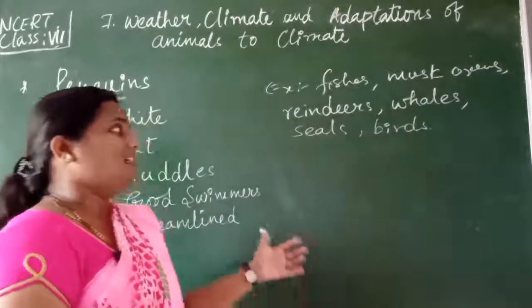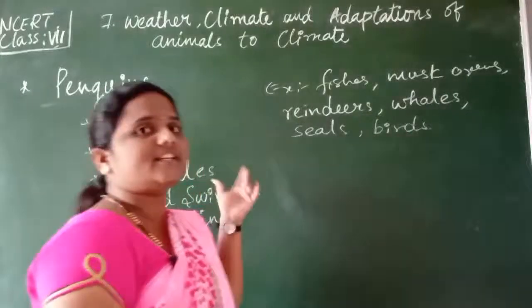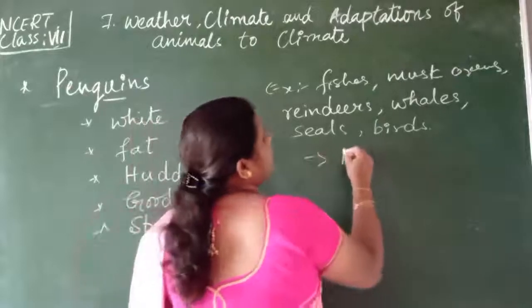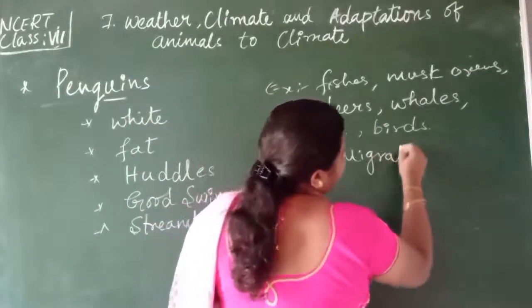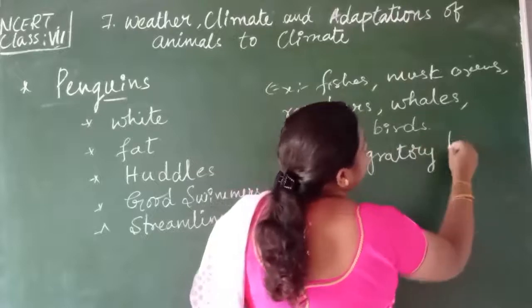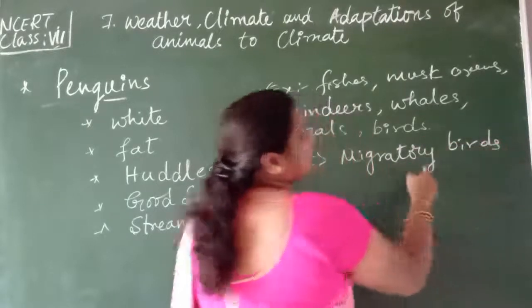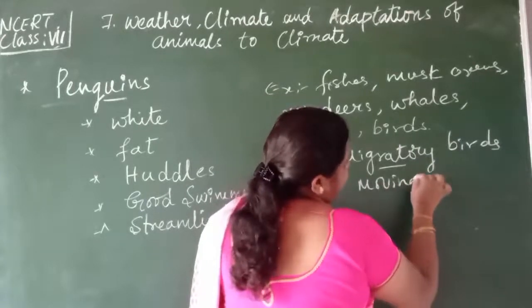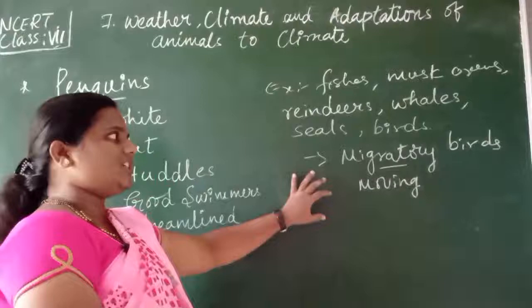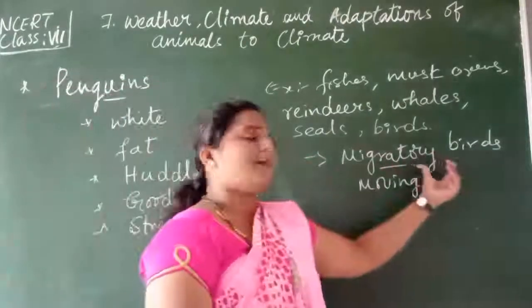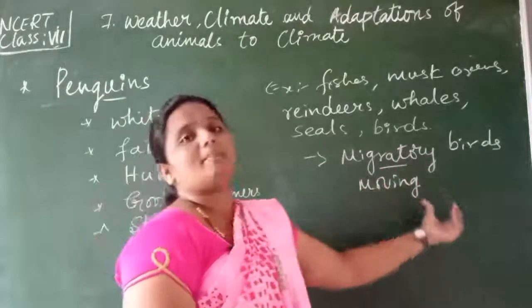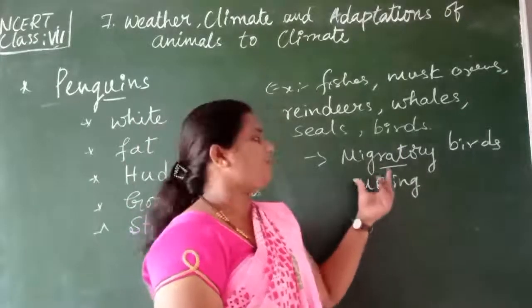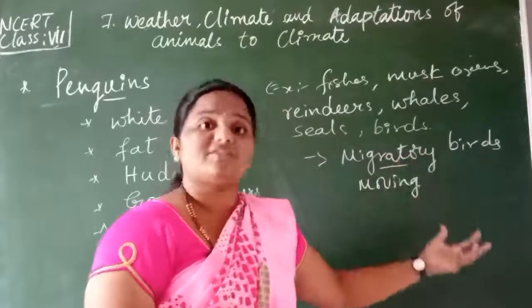And along with that, the birds found in the polar regions have a peculiar characteristic, that is they are called migratory birds, children. Migratory birds. You know what is the meaning of migratory? Migratory means moving. Generally the polar region birds will show migration, means they will move from one place to another, especially in the winter. In order to survive they will move to some other parts of the country.